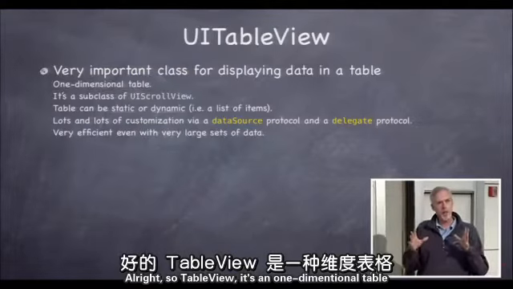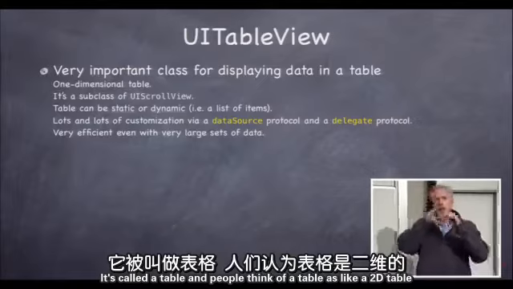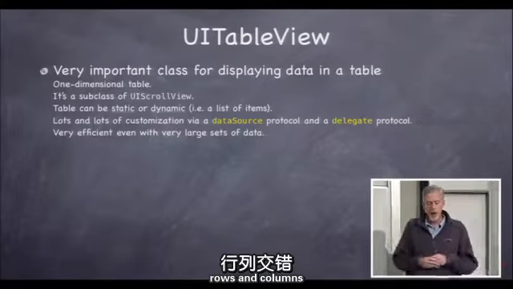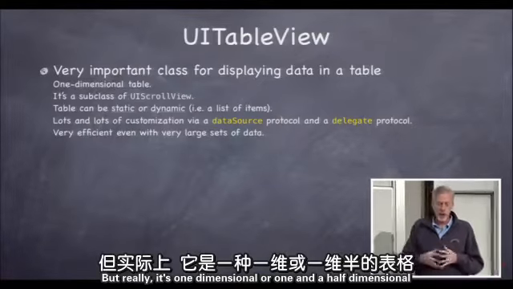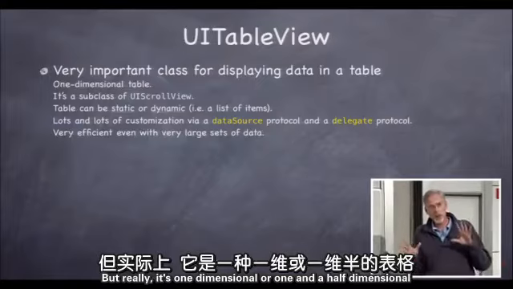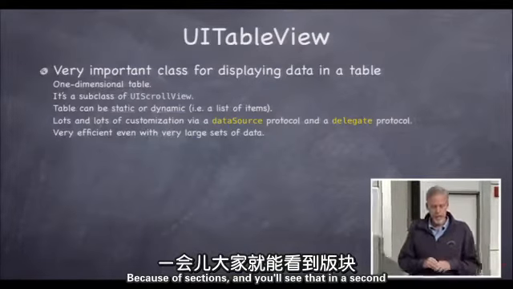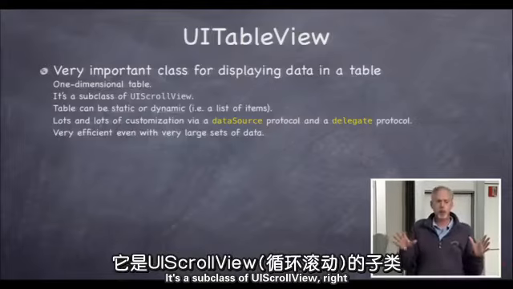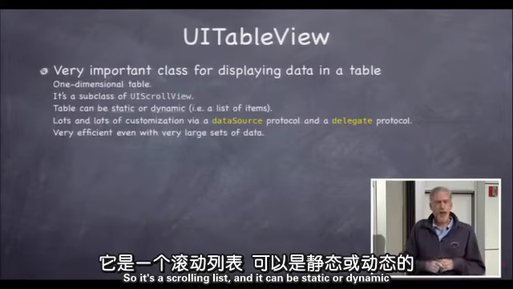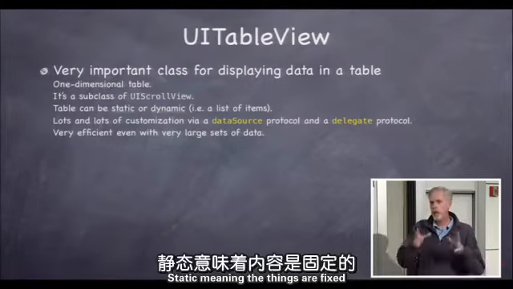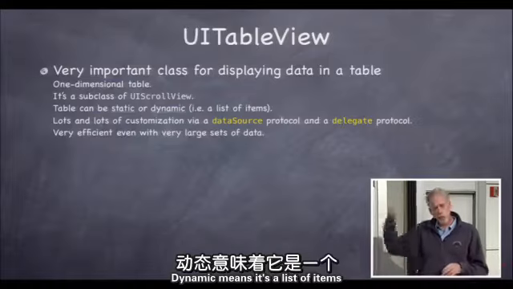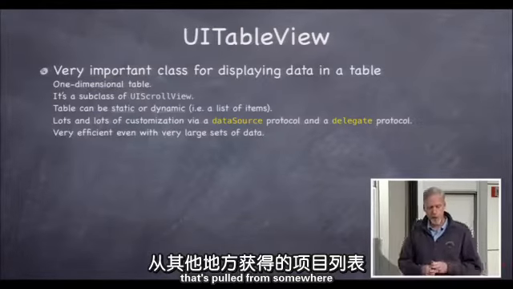It's a one-dimensional table. It's called a table, and people think of a table as like a 2D table, rows and columns. But really, it's one-dimensional or 1.5-dimensional. We sometimes say that about table view because of sections, and you'll see that in a second. It's a subclass of UIScrollView, right? So it's a scrolling list. And it can be static or dynamic. Static meaning the thing's fixed. Dynamic means it's a list of items that's pulled from somewhere.